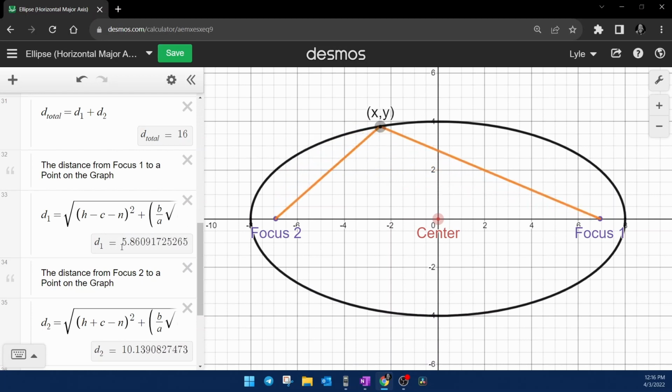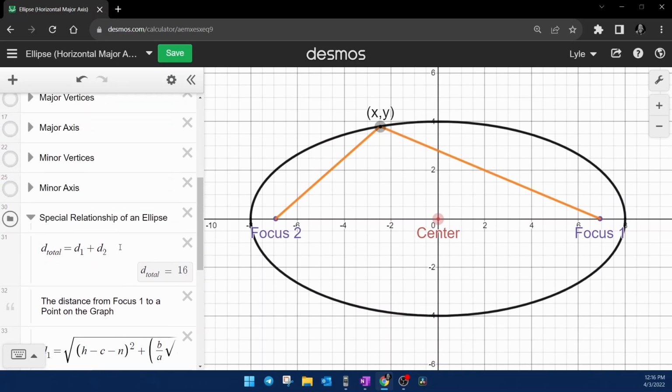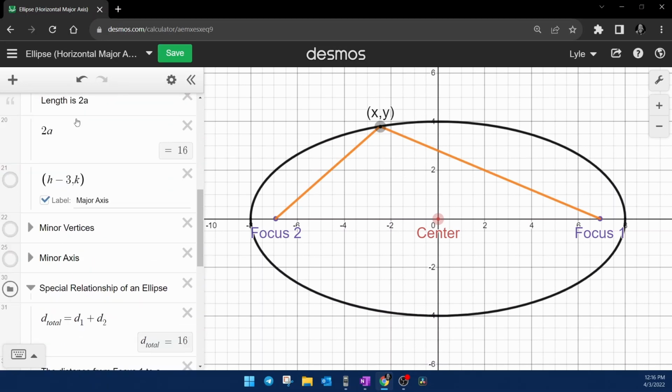Now, another cool thing that might be nice to know is that the length of the major axis will always be that total distance. Might want to make a note of that. Whatever the length of the major axis, that will also be the total distance, which is the sum of these two lengths of the orange lines.